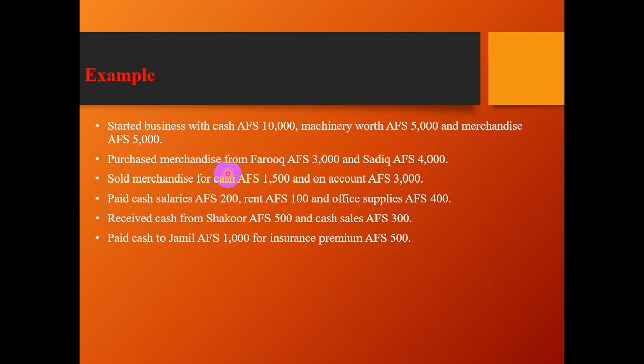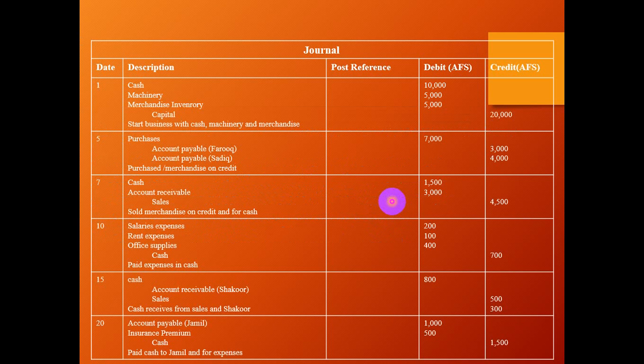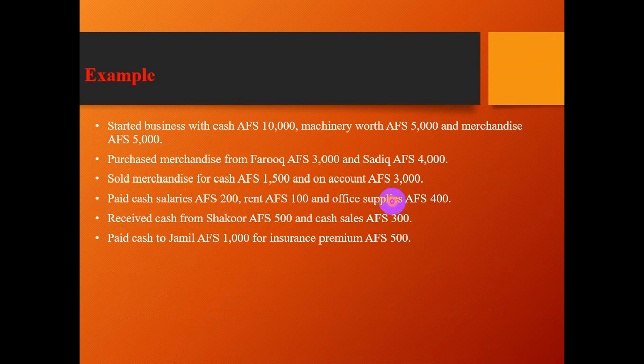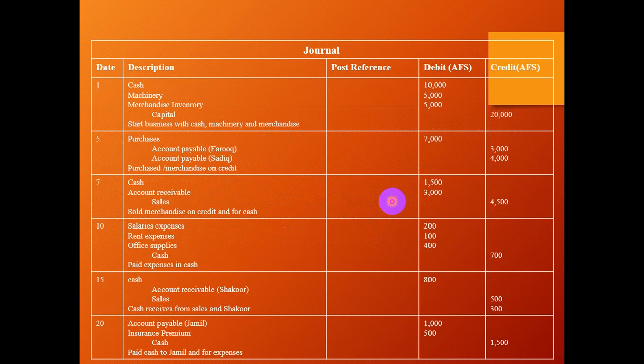The next transaction is about sold merchandise for cash 1,500 and on account 3,000. So we are selling something for cash and on credit bill, right? So we write cash and accounts receivable to sales. Cash is part of assets and accounts receivable is part of assets as well, so both of them are increasing. On the other hand, sales is my revenue, so my income or revenue is also increasing on the spot. So that is credited balance.